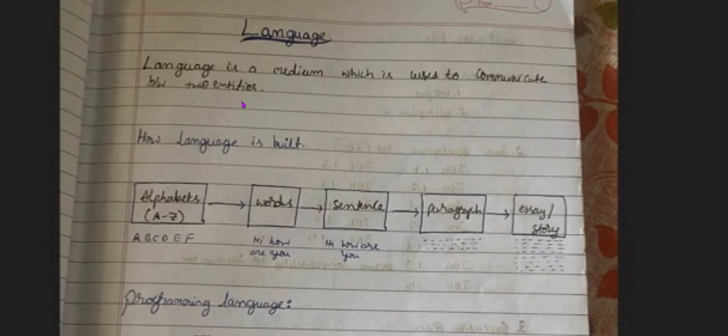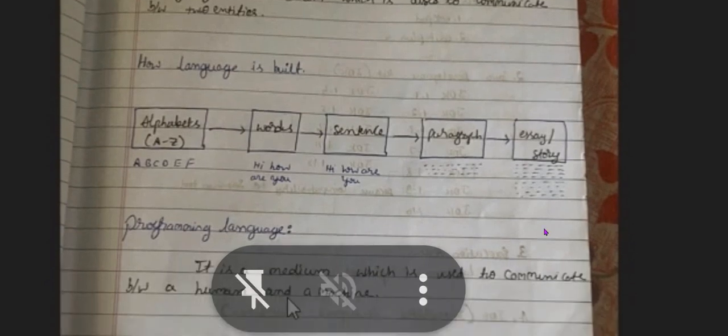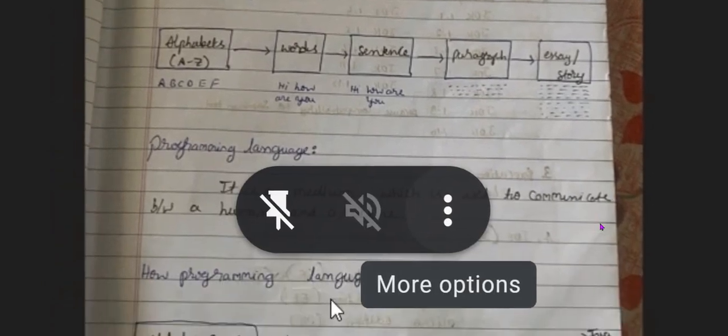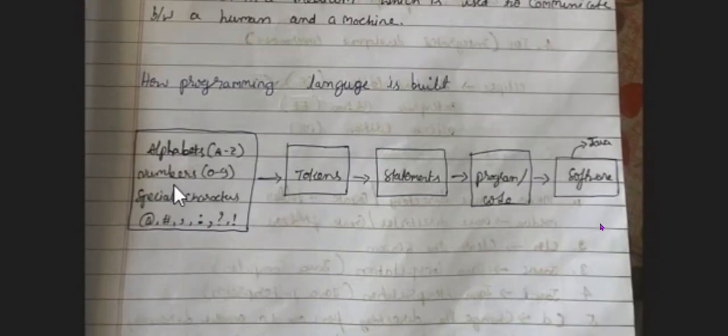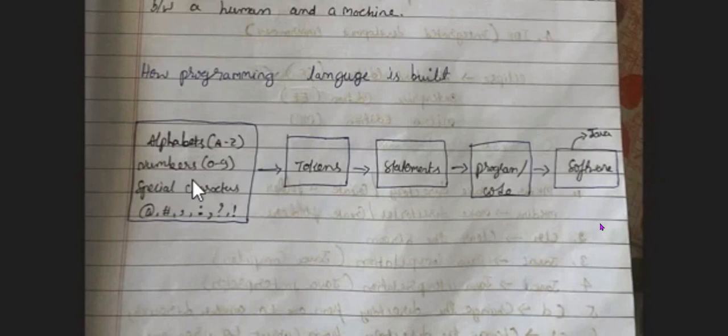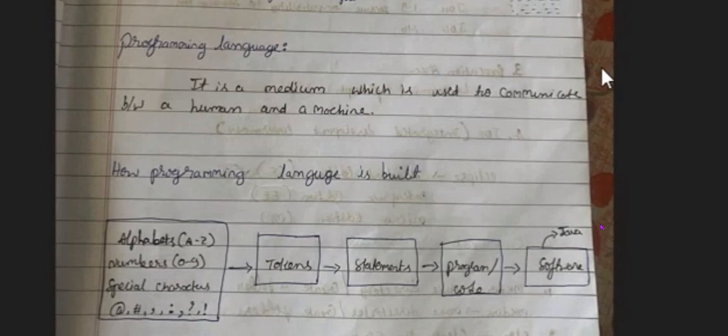In the same way, a programming language is the medium used to communicate between a human and a machine. How is a programming language built? First, we take the alphabet A to Z. After that, numbers 0 to 9. After that, special characters like @, hash, semicolon, etc. After that, we build tokens, then statements, then programs or code, up to the Java software. This is the basics of languages.